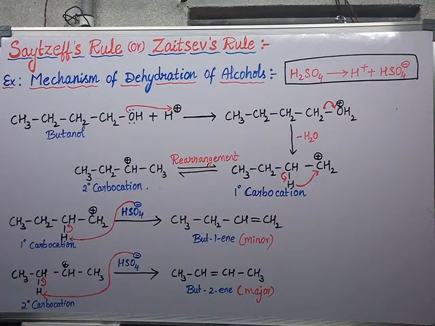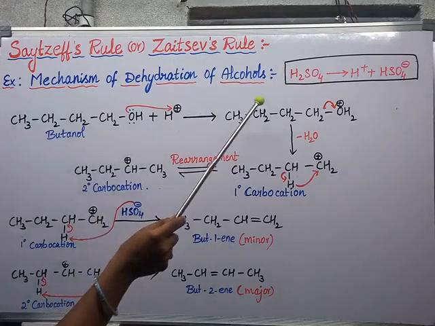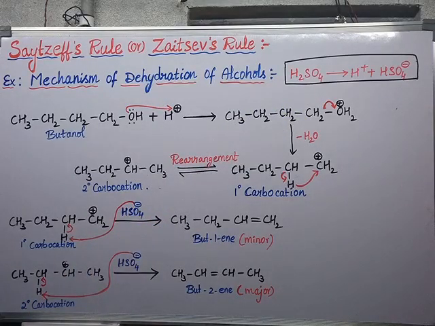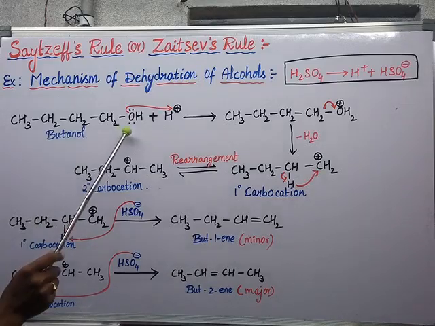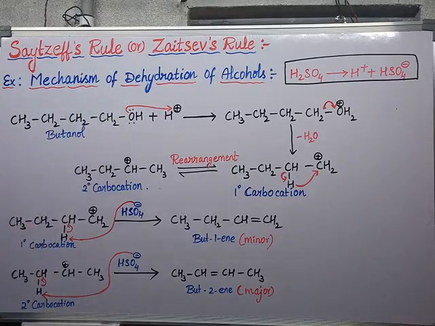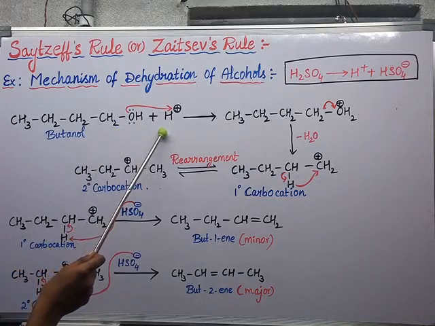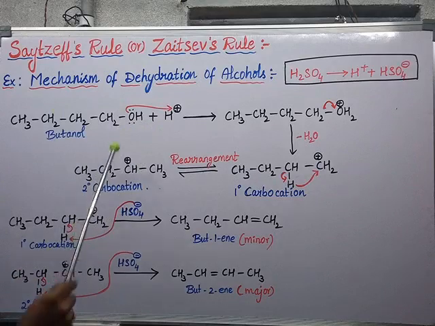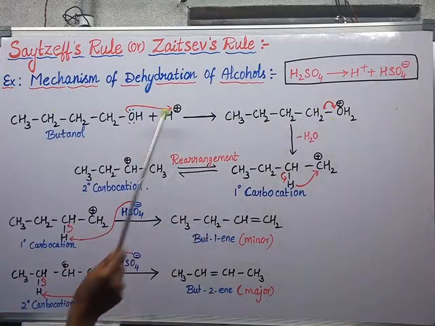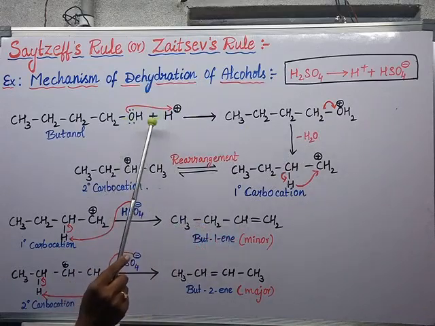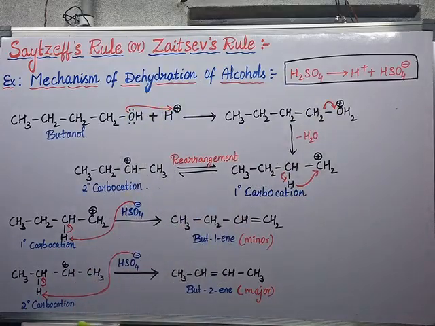Now let us see the mechanism of dehydration of alcohols to understand more about Saytzeff's rule. Dehydration of alcohol takes place in the presence of sulfuric acid. This sulfuric acid can dissociate into H+ and HSO4-. Firstly, I am taking butanol. This butanol has a lone pair of electrons on oxygen, which attracts a proton from sulfuric acid, forming OH2+. Because oxygen is donating electrons, it gets a positive charge.